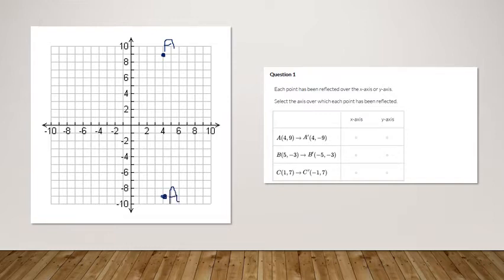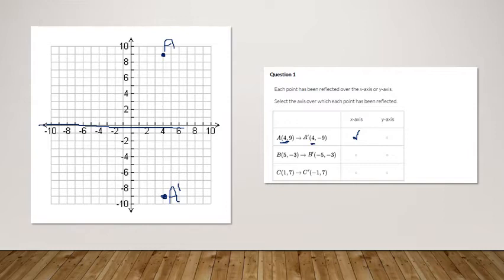Okay, and if I was looking at where it flipped over this line, that's our x-axis. Okay, I can look, the x value did not change. So because the x value did not change, we know that it didn't flip over the y-axis.